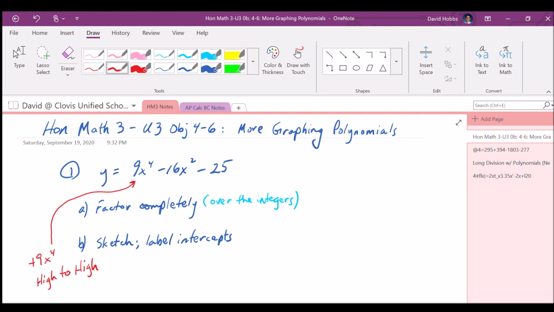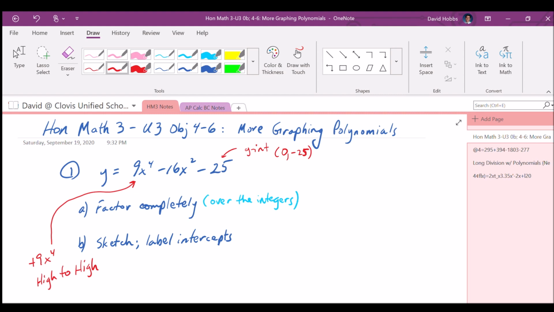The second thing that's also very nice: when it's all multiplied out, we can plug in 0 for the x's to get the y-intercept. And so we can see that the y-intercept is (0, negative 25). When it's all multiplied out, this is called standard form. So when it's in standard form, those two things are very nice, but for anything else, you really want it in factored form.